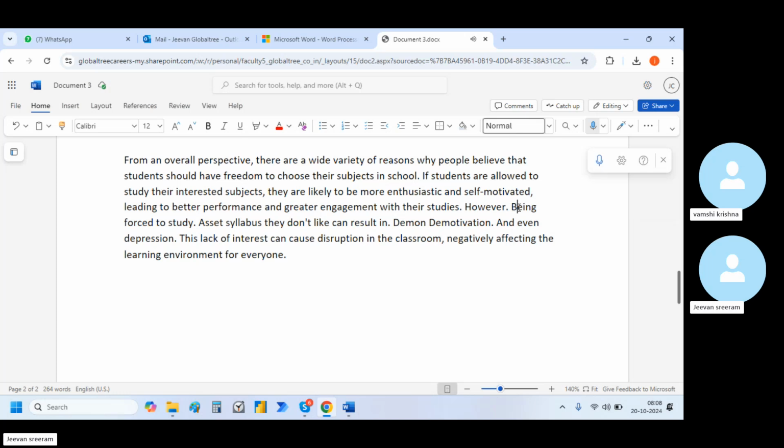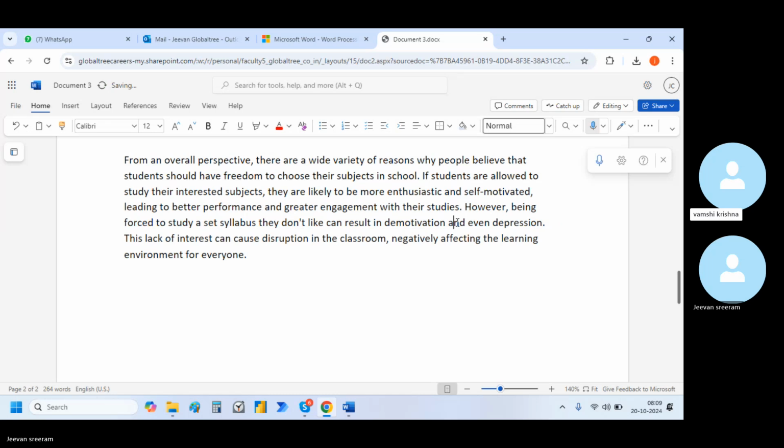Yes. So, however, if they are made to study, being forced to study a set syllabus that they don't like can result in demotivation. They don't have any driving force to study, right? But if they are forced to study the subject they don't like, right? Buddy, Sir. Being forced to study a set syllabus they don't like can result in demotivation and even depression. This lack of interest can cause disruption in the classroom, negatively affecting the learning environment for everyone. Yeah, debilitate, vitiate the classroom environment. Okay. Is it clear, buddy?